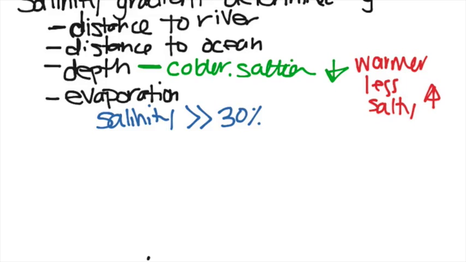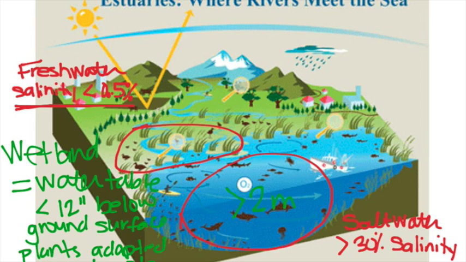The salinity gradient and also the depth of the water, like we talked about over here with the wetland and the deep water habitats, those two things will determine a lot of where different animals can live. So that is about all we're going to talk about for estuaries today.